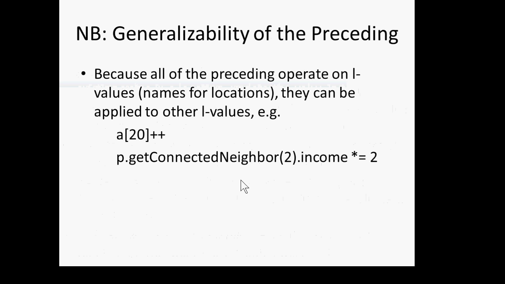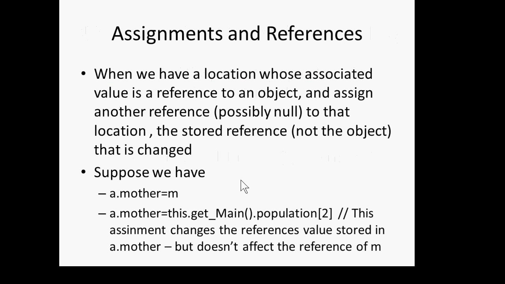So take this. Here we're doubling the income of our third connected neighbor, 0, 1, 2, the neighbor to whom we're connected. We're doubling their income. Okay. Now, this is the thing I want to leave you with.